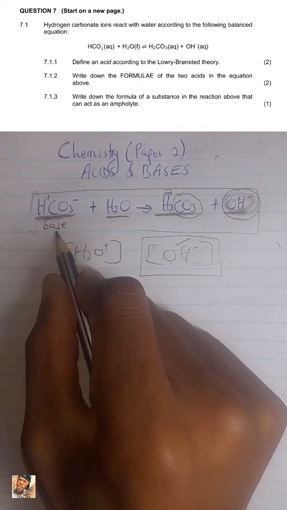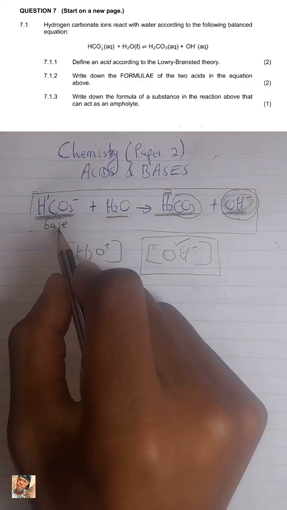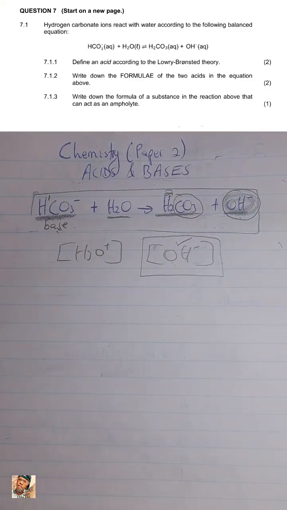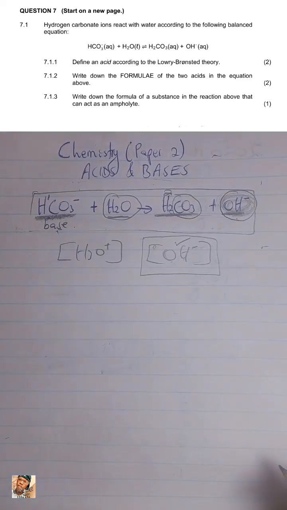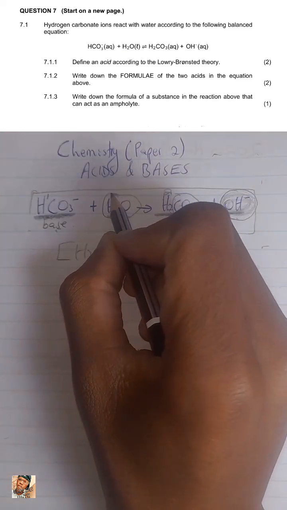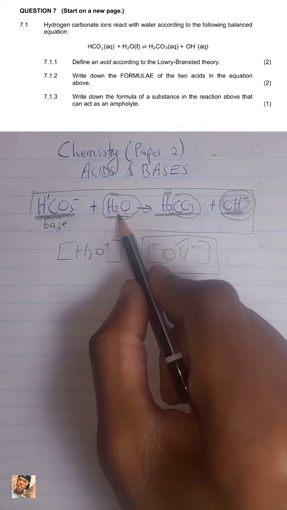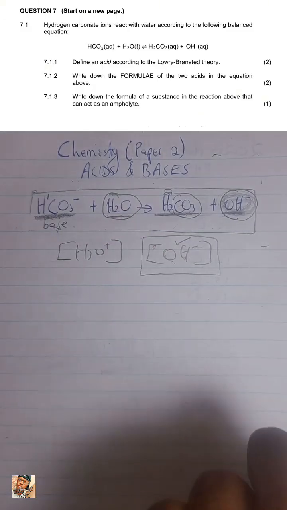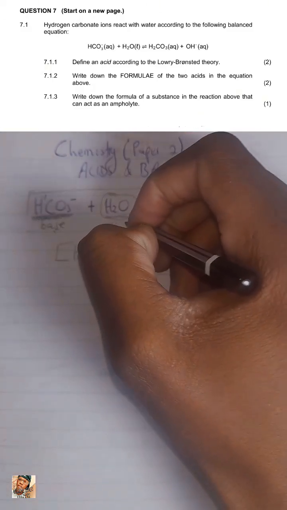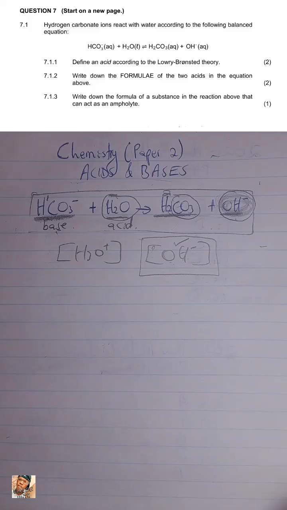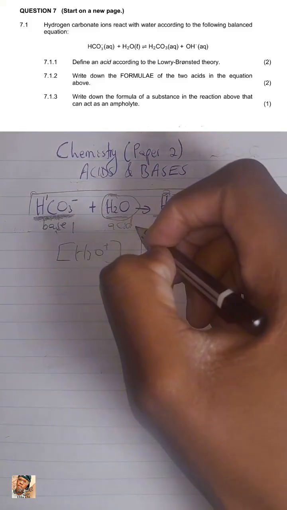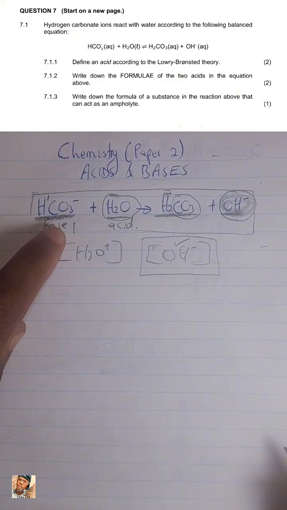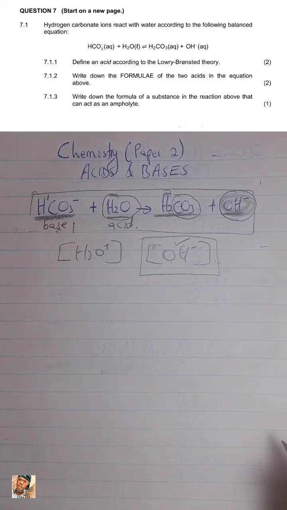Okay, the fact that we have this as a base which has accepted a proton from what? From water. So water has lost the hydrogen ion, right? Because it has lost it, that means it has donated it. That means this must be the acid. So we're going to call this base 1, and whatever corresponds with base 1, we're going to call acid 1.